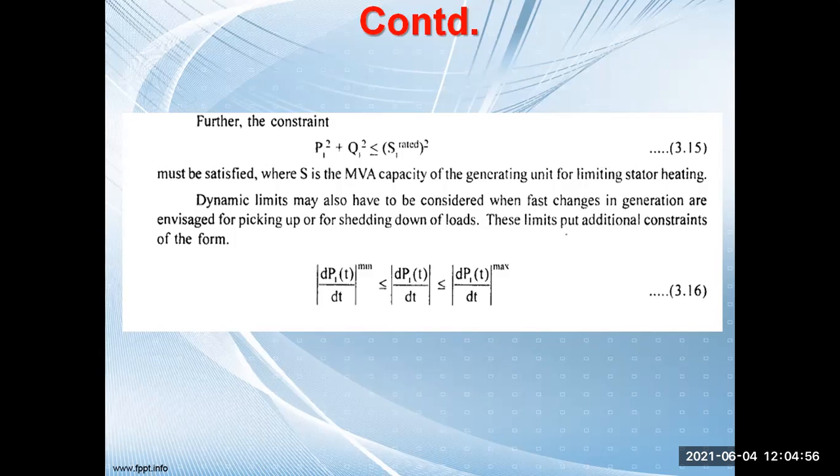Now, next, the dynamic limits may also have to be considered when there are fast changes in the generation. That means the generator will generate at this moment, let us say, 200 megawatt, but you have a certain connected load. After 10 minutes, let us say there is an increase of load of 100 megawatt. Now you need to increase the generation. So at that time, at which rate will the generator generate? Because the rate of increase of the generation should be how much?